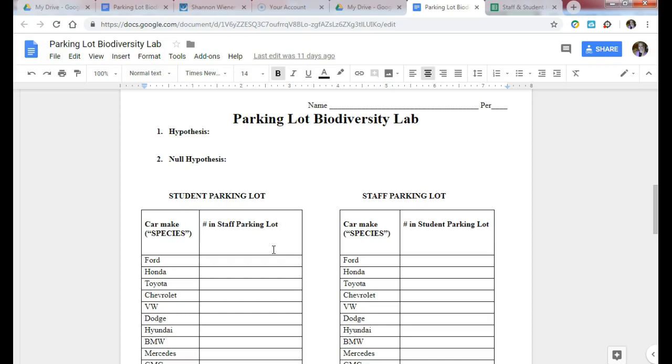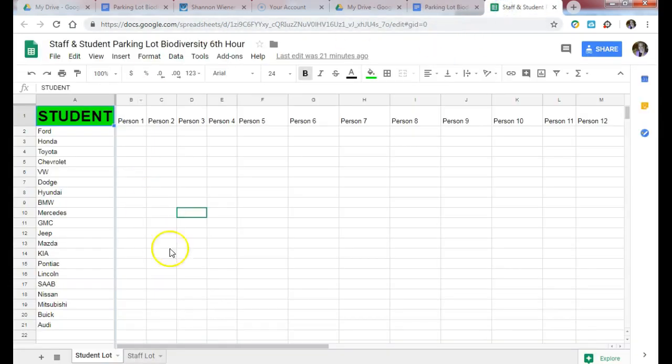So you're going to go out and count 10. As soon as you're done with your 10, you can come back in. You don't need to wait, okay? When you come back in, you're going to be grabbing a computer, okay? This is super important. You're going to go onto this spreadsheet. It's on Classroom. Notice at the bottom there are 2 tabs. There's one tab for student lot and one tab for staff lot. So you have to make sure that you're on whatever parking lot you're doing, okay?